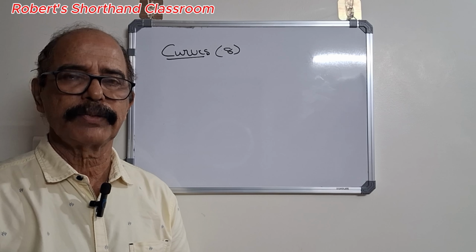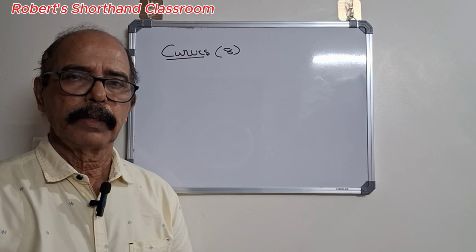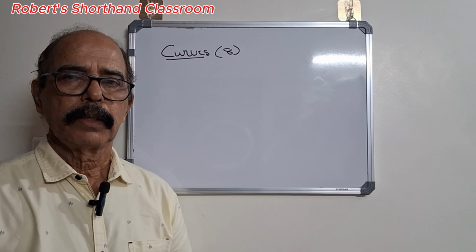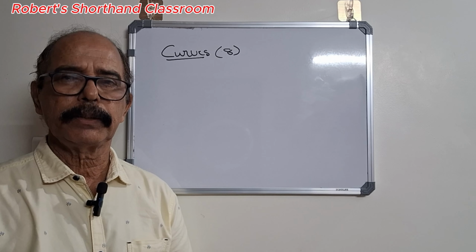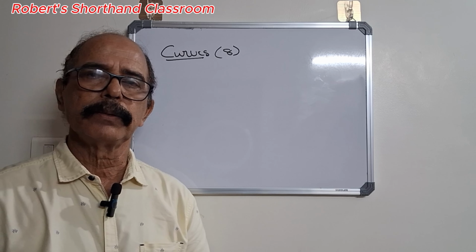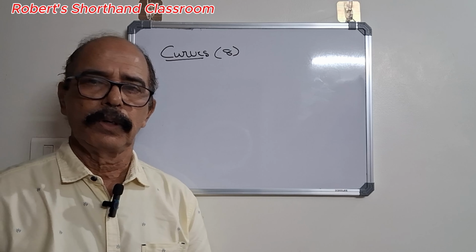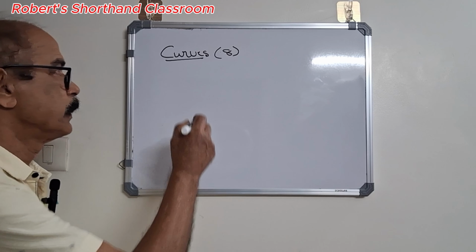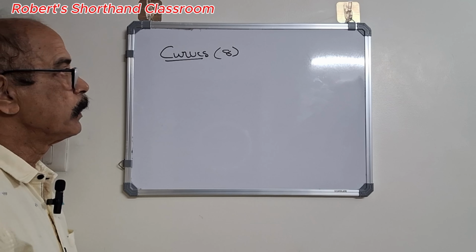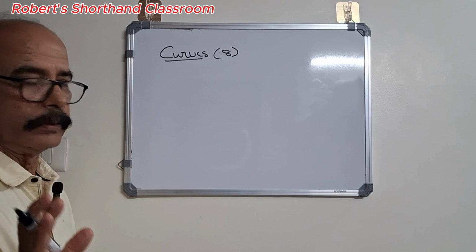They are 6 in number. Now, today, I will tell you the next 8 consonants. They are known as curved consonants, or curves. Curves are 8 in number.